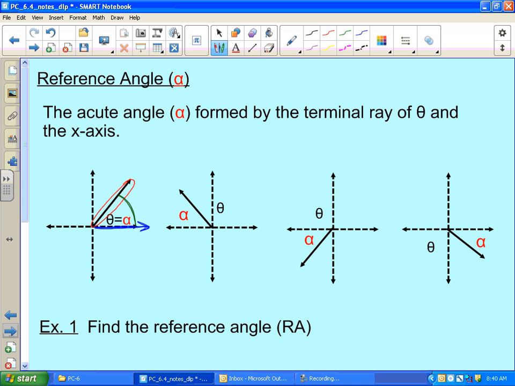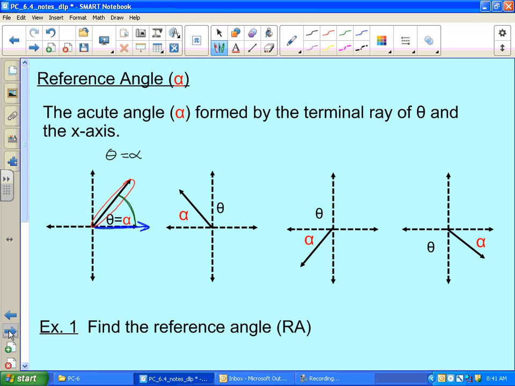So we're going to generate some rules that can help me find either theta or the reference angle alpha if I've been given one or the other. So our rule here, quadrant 1 rule, is that whatever my alpha is also my theta. Again, alpha is our reference angle. Okay, what about quadrant 2?